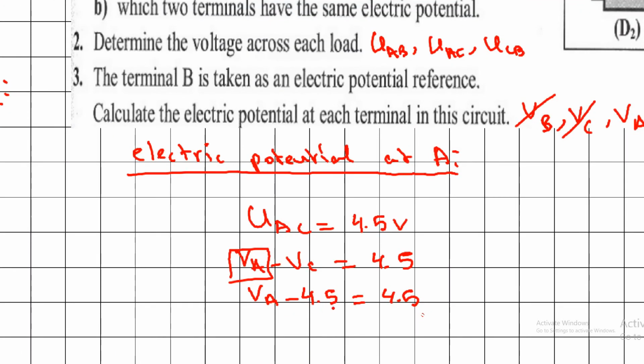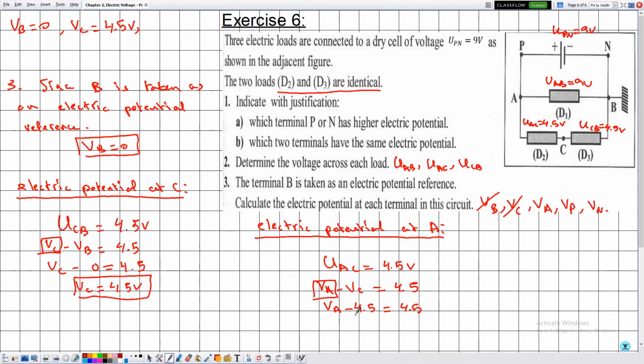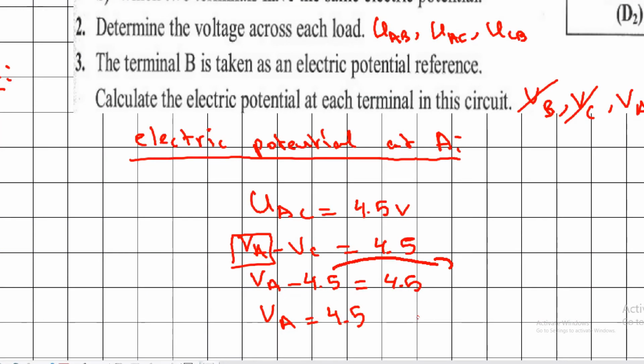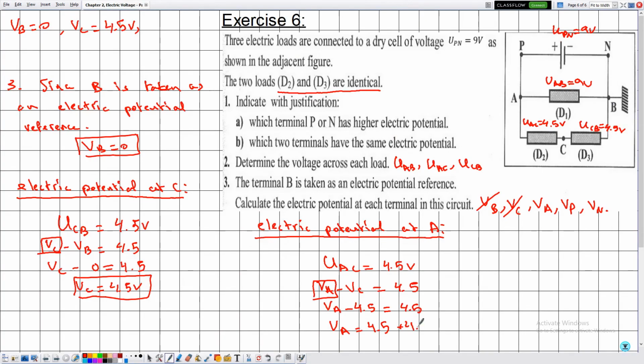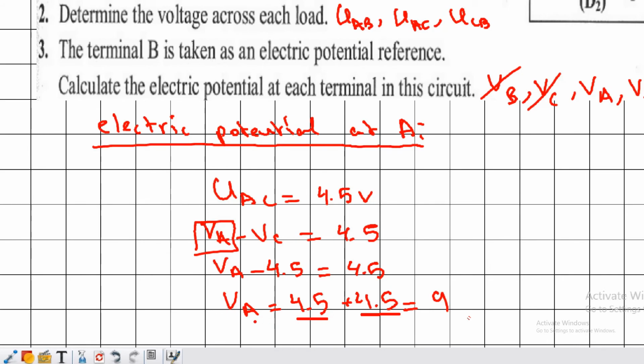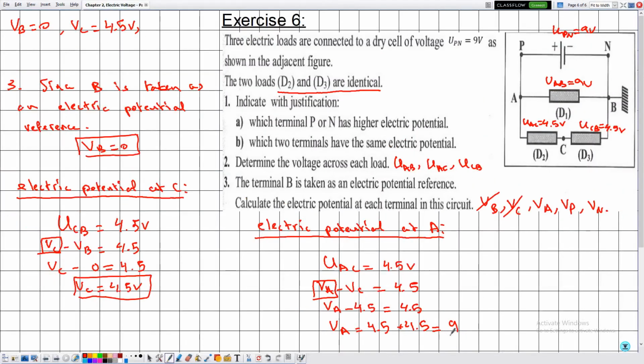Now what's the type of this equation? Linear equation and one unknown. The unknown is VA. Then dragging minus 4.5 to the right hand side, VA is given by 4.5. So this, dragging it to here, it will be plus 4.5, which is given by 9. Since both of these quantities are expressed in volts, the value of V will be expressed in volts. Then the potential at the point A is given by 9 volts.